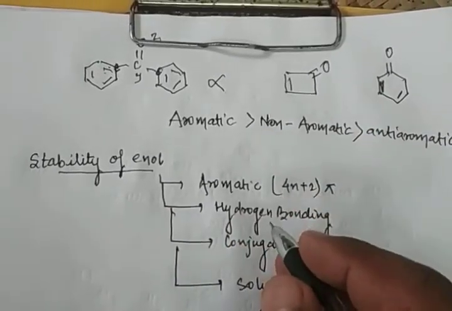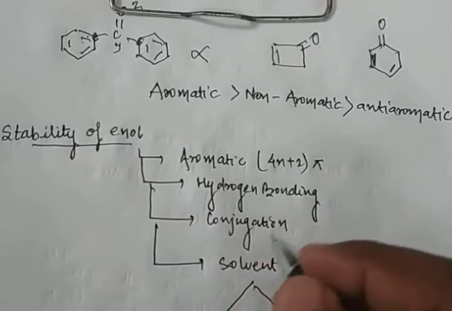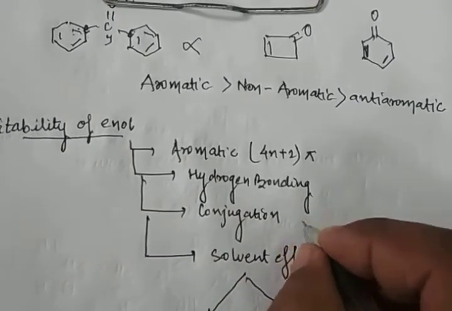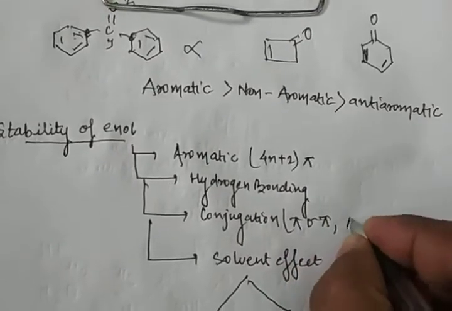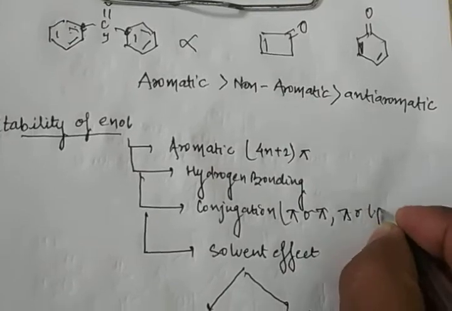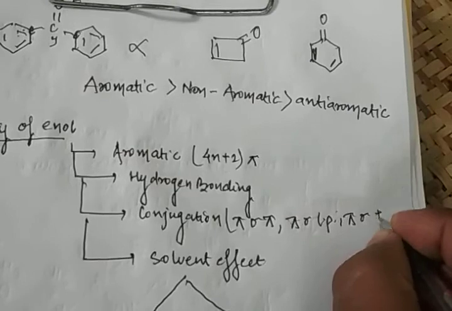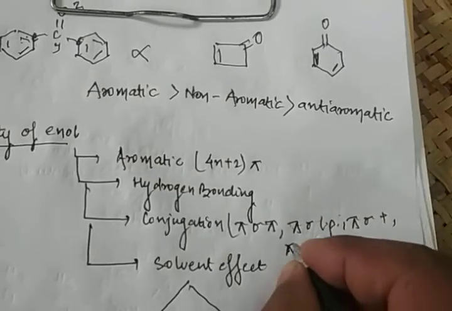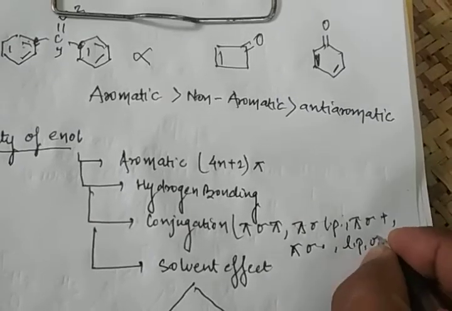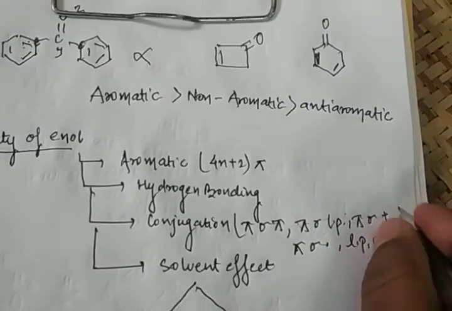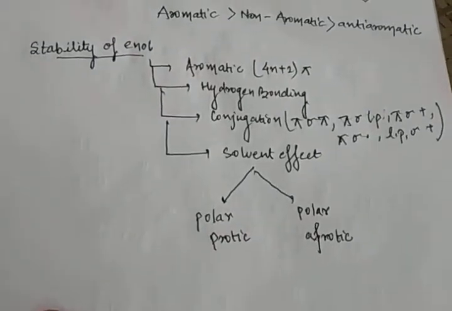First is aromatic, then hydrogen bonding between the more electronegative atom and hydrogen, and then conjugation. You know conjugation, there are 5 types of conjugation: pi sigma pi, pi sigma lone pair, pi sigma positive, pi sigma free radical, and lone pair sigma positive. These are the 5 conjugations. Aromatic, anti-aromatic and non-aromatic compounds were already explained.